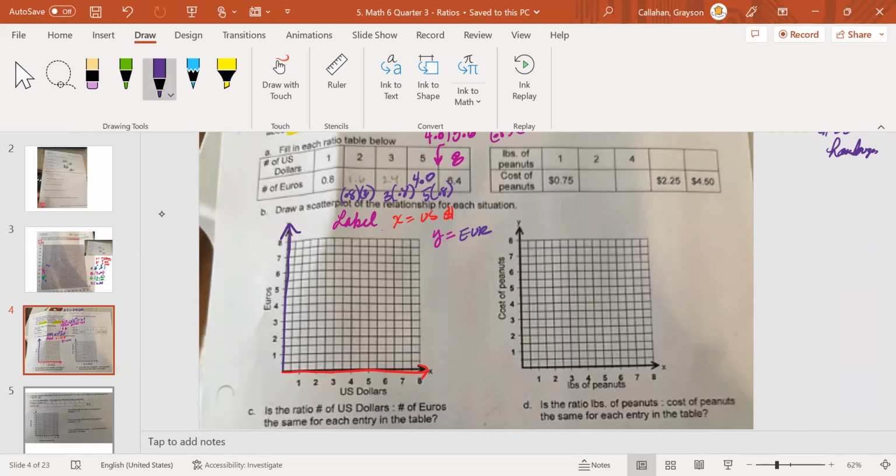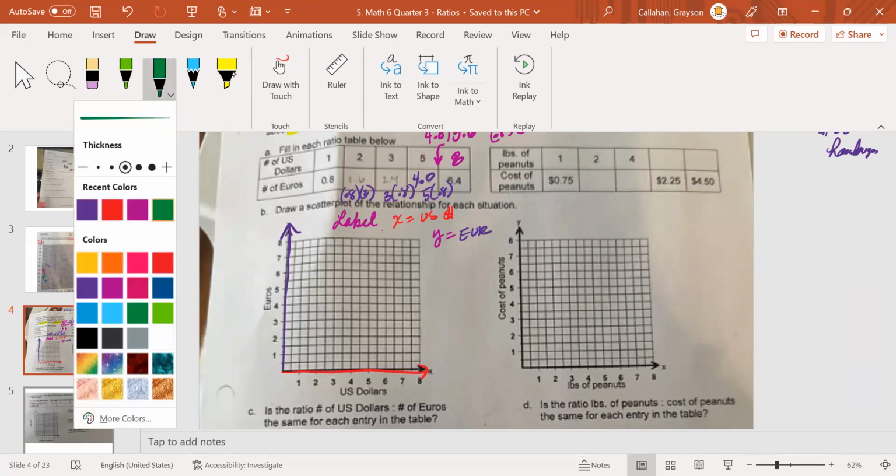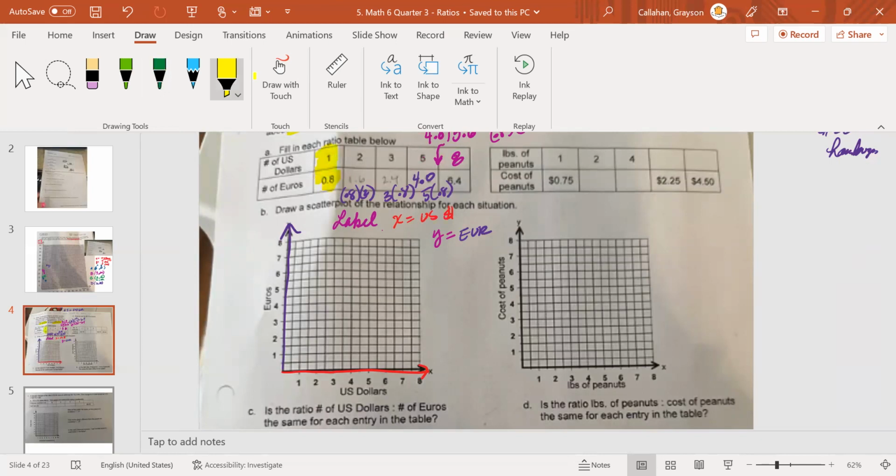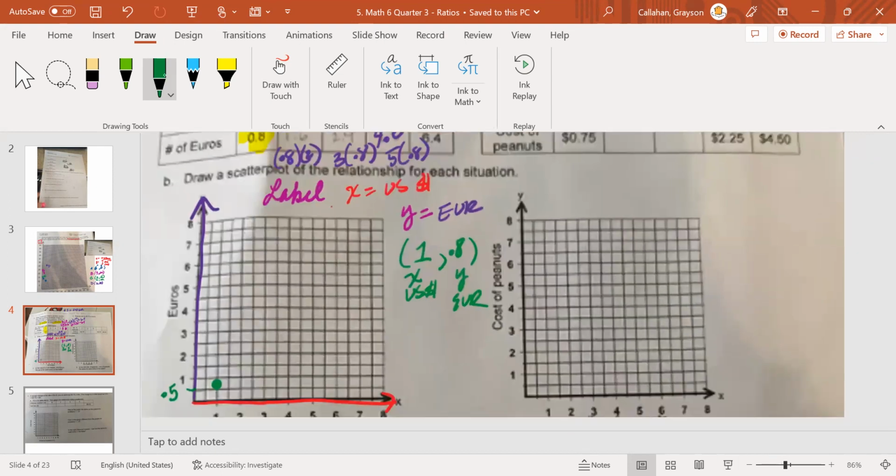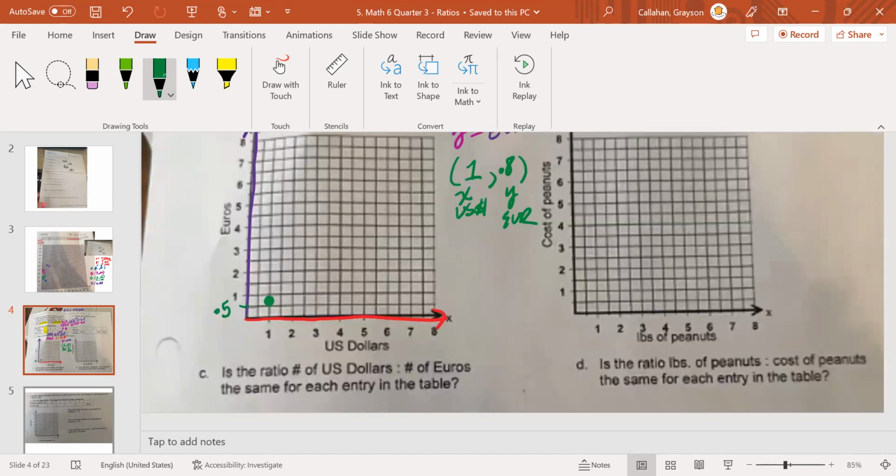All right, so let's go ahead and label this. First point, this is your first point right here. Okay, US dollar is the first one, but remember, X goes right here, so that's 1. Euro is second, right? So this is X, which is US dollar, right? Y, which is euro, right? Y is 0.8. So 1, 0.8, that's 0.5. Do you see right here is 0.5? Right there? 0.8 is right there. Do you see that? It's kind of a little hard to see. I'm trying to make it as big as I can. Do you see that? Right there, okay?